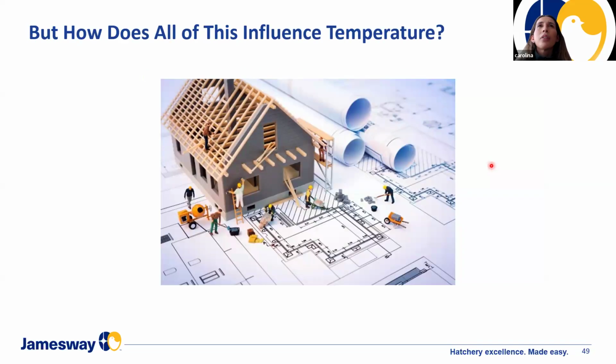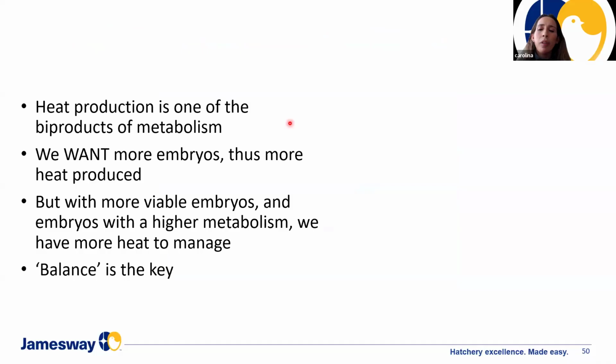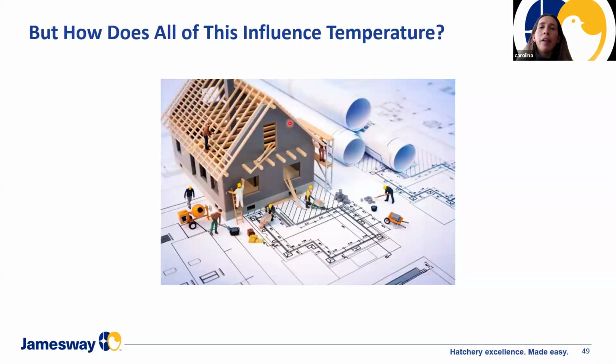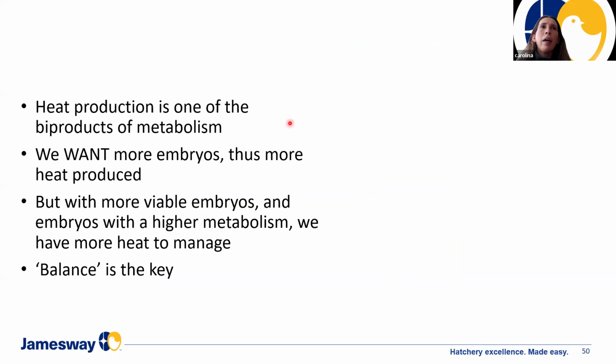And again, how does all of this influence temperature? Everything becomes like building a house or a building. If we don't have good basics, we won't have a good building. It is very important to keep everything within ranges since the beginning. Heat production is one of the byproducts of metabolism. Keep that in mind. Again, viability is one of the points that determine the amount of heat that the egg pack is going to produce, and per se, the amount of cooling that the machine might need to use.